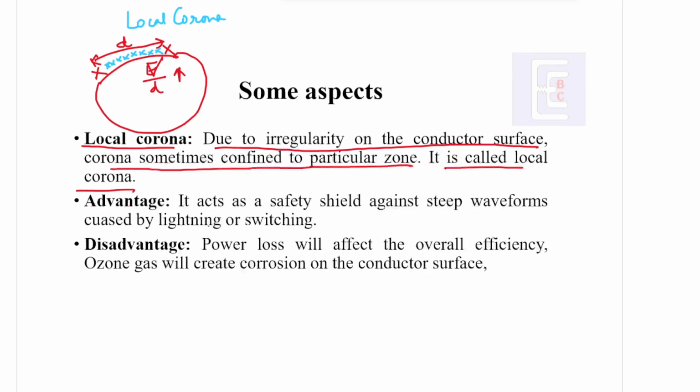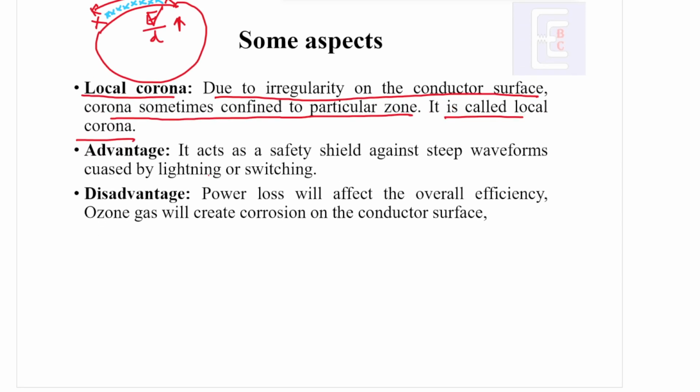Now next we shall shortly see the advantages of corona. If corona comes, it acts as a safety valve or safety shield against the step waveform caused by lightning or switching. If a lightning or switching surge comes, this type of waveform has a very steep wavefront, which means dV/dt, the rate of change of voltage, is extremely high. So if corona comes, this type of voltage is bypassed using that corona.